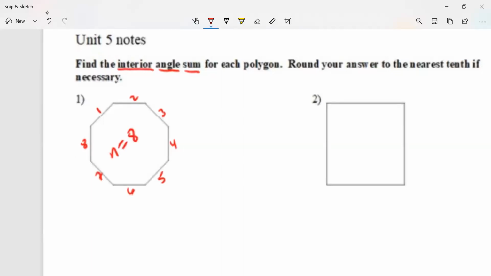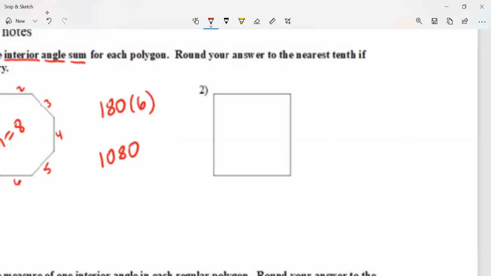So for me to know how much the angles on the inside add up to, I'm going to go 180 times 6. Remember how many 180s do I have to have? 2 less than how many sides. So if I had 8 sides, then 6 times. 180 times 6 is going to equal 1,080. Nice.